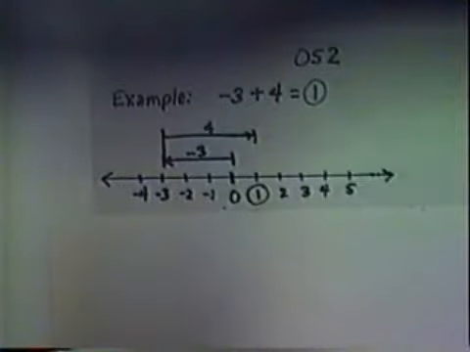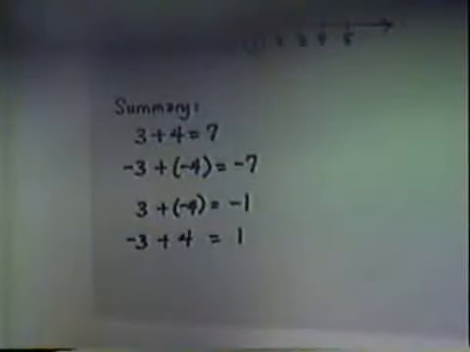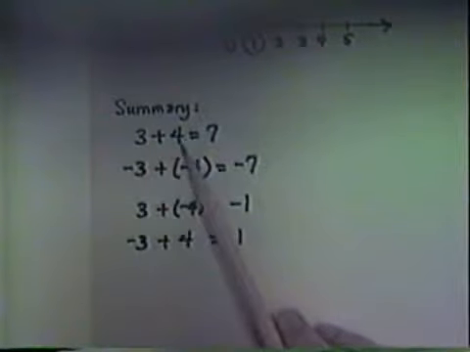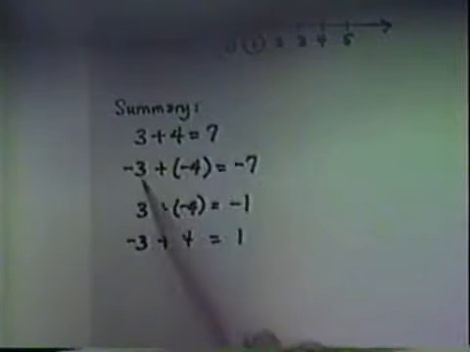Now I've gone through these rather quickly, so let's look at a summary. The summary is 3 plus 4 is 7. Negative 3 plus negative 4 is negative 7. 3 plus negative 4 is negative 1. And negative 3 plus 4 is 1.